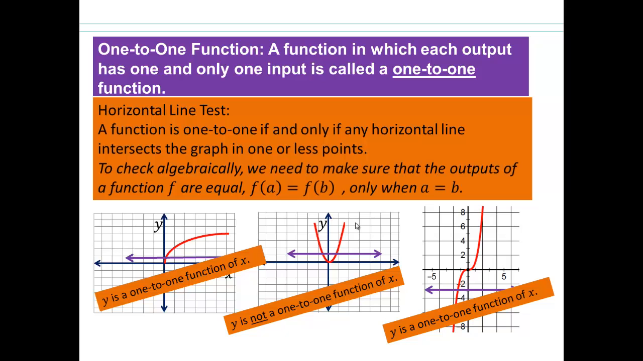All right, so to check algebraically, in case you don't have a graph, what does that mean? If a function is one-to-one, then what do we want to make sure? We want to make sure that the outputs of a function are equal only when the inputs are equal. So one output should only have one input. One output cannot have two inputs, otherwise it would no longer be a one-to-one function.